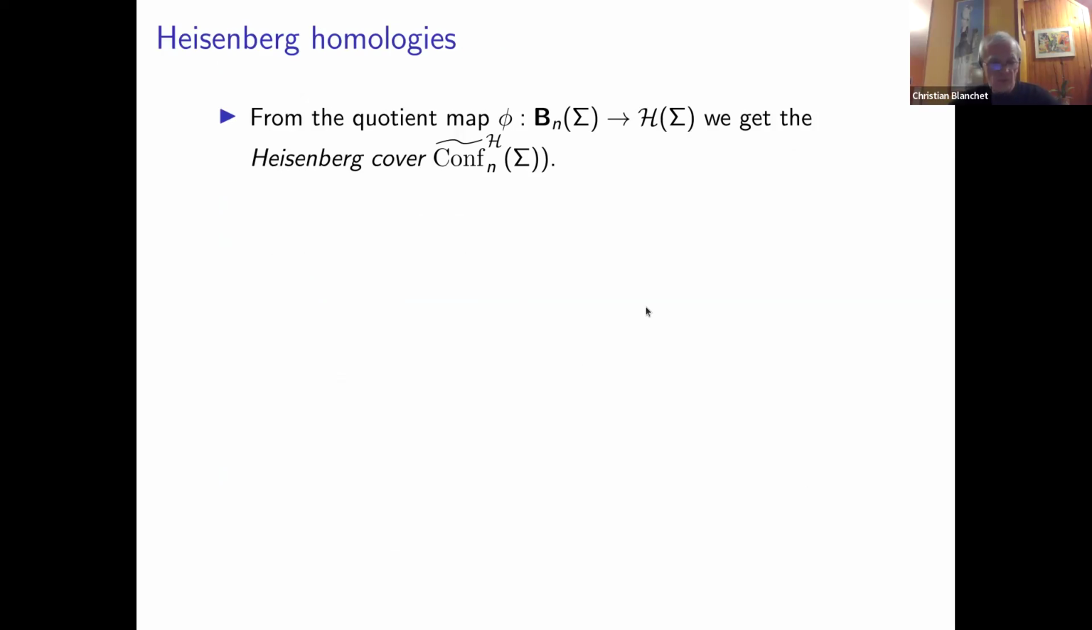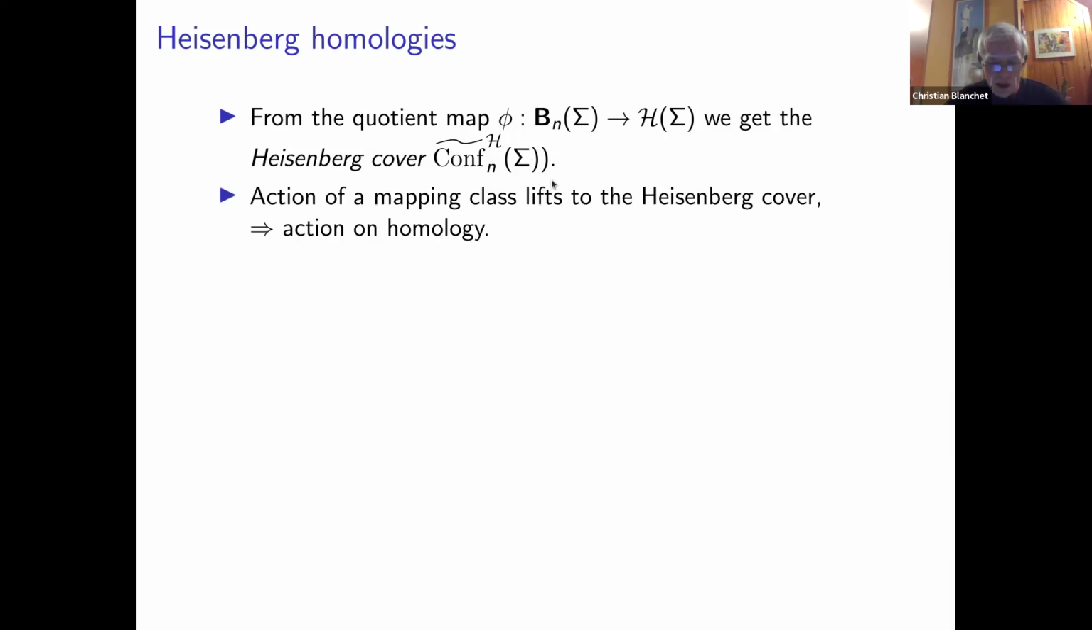So now, these Heisenberg homologies. From the quotient map we just defined, we get the Heisenberg cover of the configuration space. There is an extra bracket here. And we can show that the action of a mapping class lifts to the Heisenberg cover, meaning that the kernel of phi is respected by the mapping class, meaning that we have an action on homology.